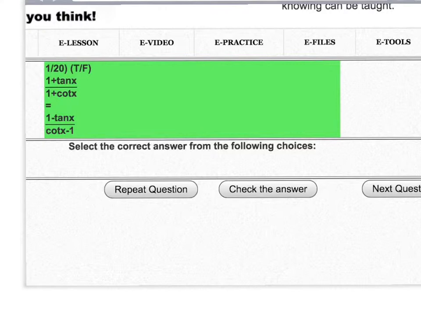Okay, again, we are going to start. It's up to you which side you want to start with. I'm going to start from the left side. So I'm going to write this as 1 plus sine x over cos x, divided by 1 plus cos x divided by sine x, is equal to.